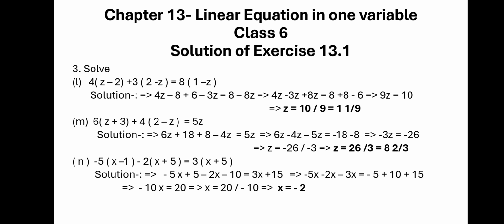Let's see. Now negative 5, negative 2x and negative 3x, that is negative 10x, equal to, now 10 plus 15 is 25 minus 5 is 20. So x is equal to 20 upon negative 10, and when the numerator is positive and the denominator is negative, the answer will be negative. Therefore x is equal to negative 2.